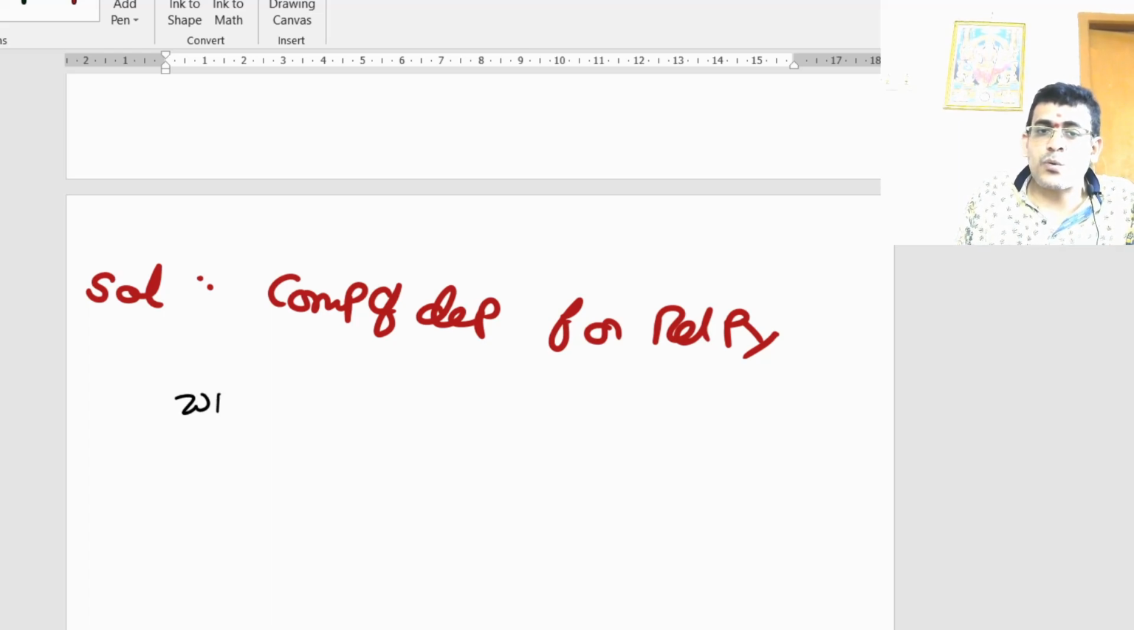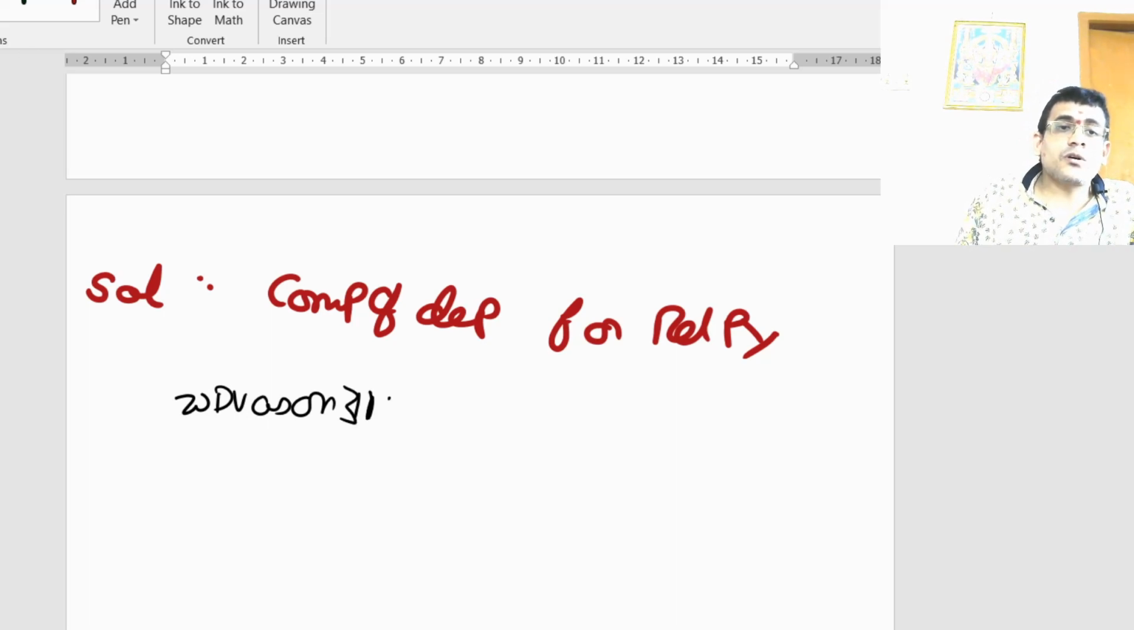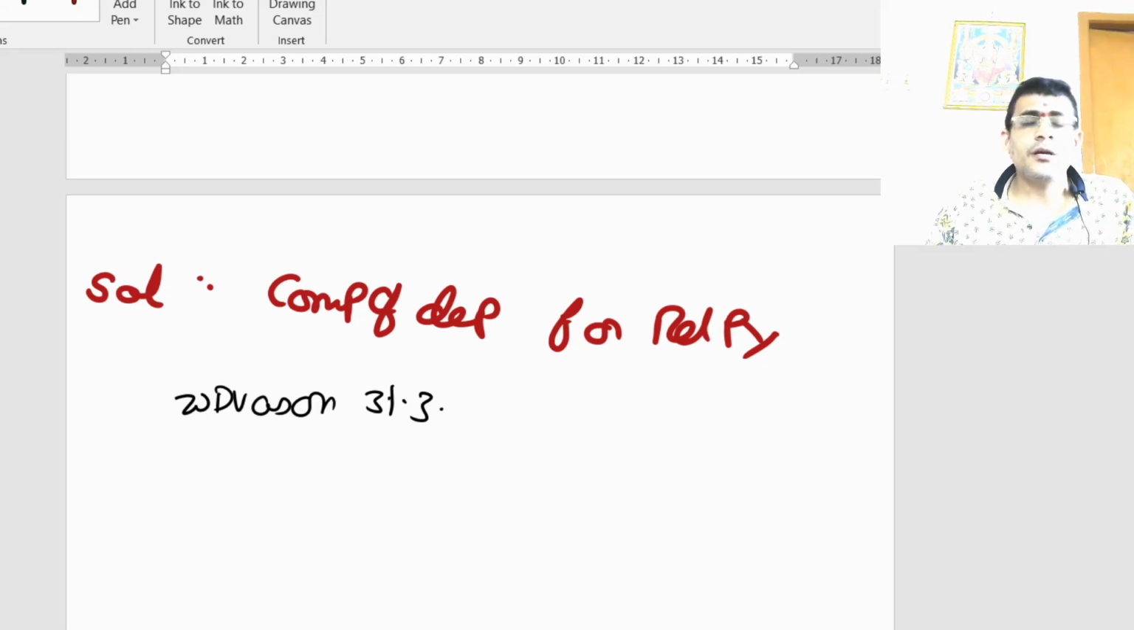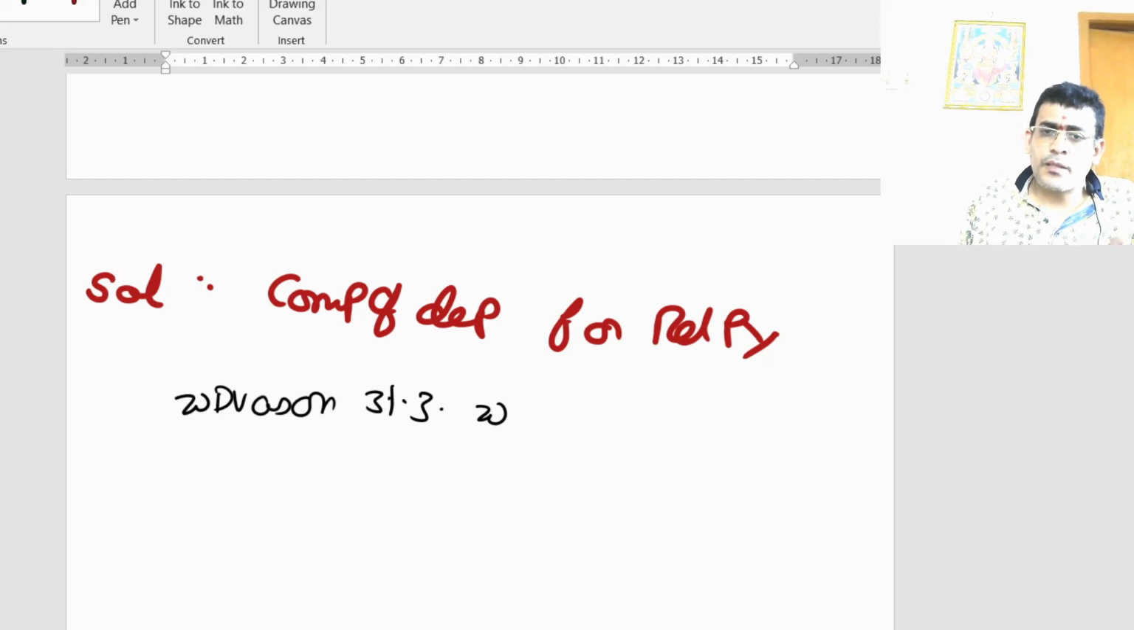So two parameters are required. What is the first one? Written down value as on 31st March 2020 if you are following the financial previous year 1920, or 31st March 2021 if you are following the previous year 2021. Written down value as on 31st March. I don't know this, I need to calculate it now.